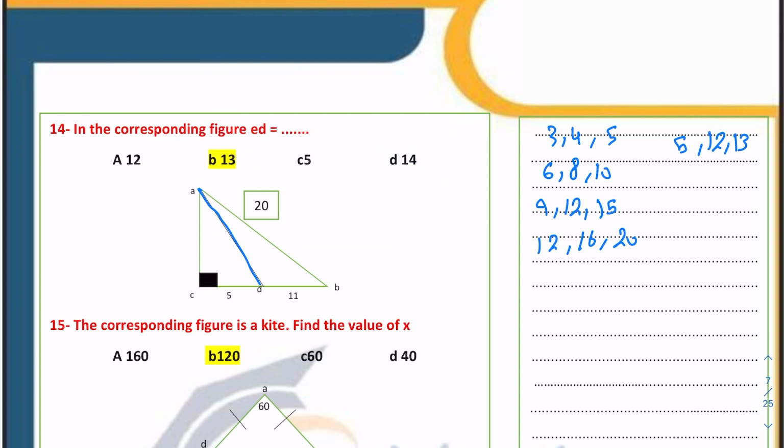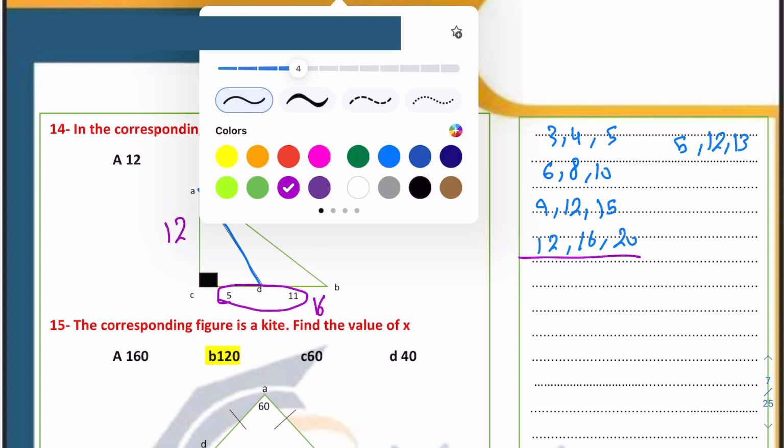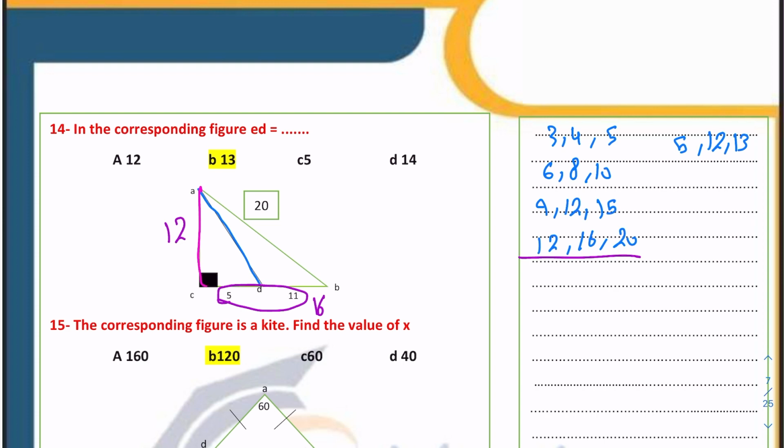5 and 11 is 16. I have 16 and 20. Do you see? 16 and 20, so the missing side will be 12. Now let's focus on the small triangle. Do you see the small triangle? This is the small triangle. I have 5 and 12, so the missing side will be 13.